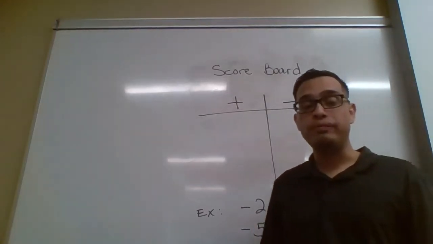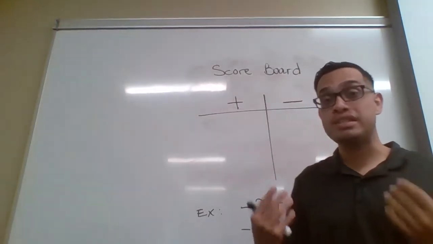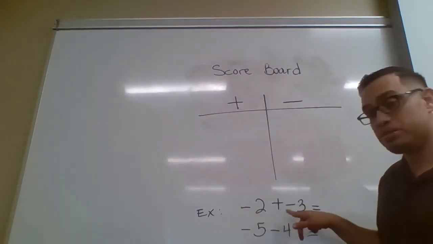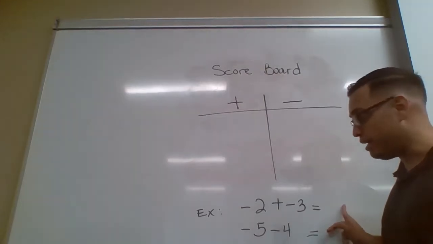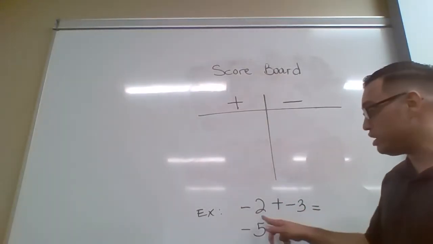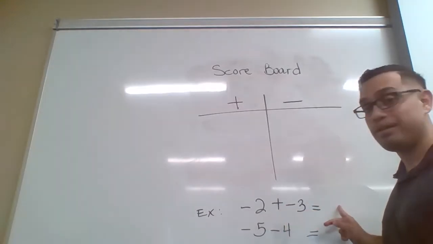However, there's a different way. The other part is that if they're the same signs, we add the numbers. So if these are the same signs, we're going to add these numbers, which would be 5, and then keep the sign. Okay, so it would be -5. So -2 plus -3 would be -5.